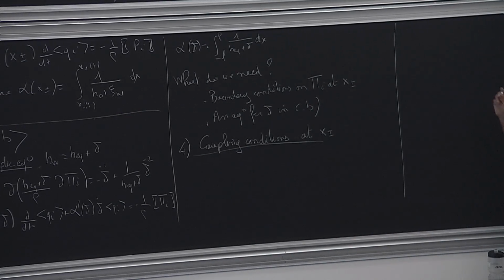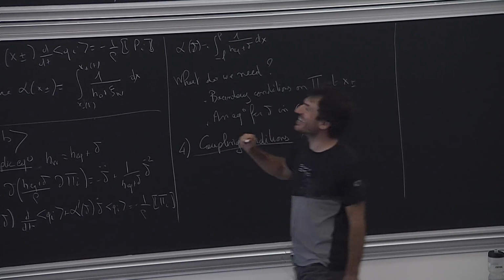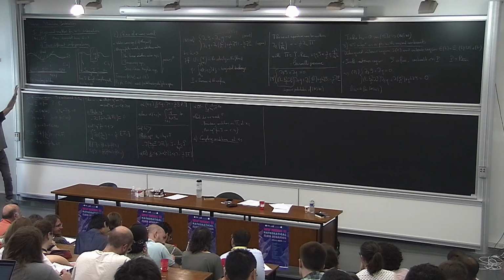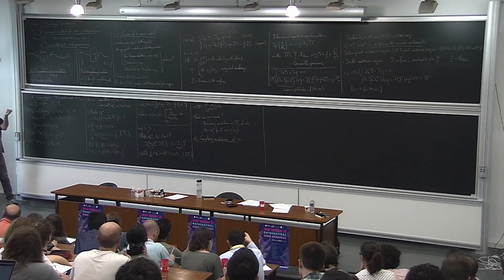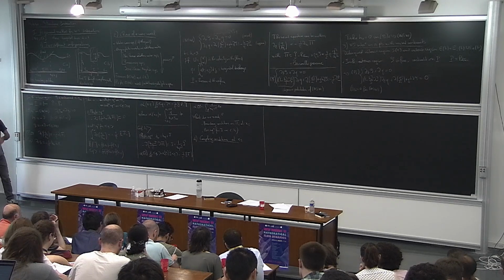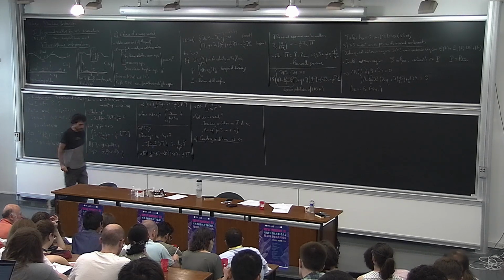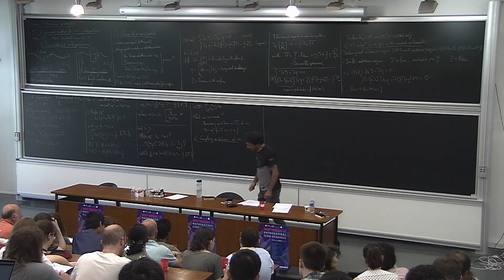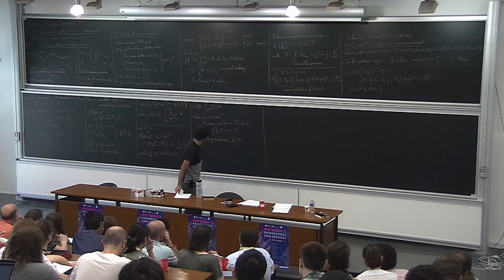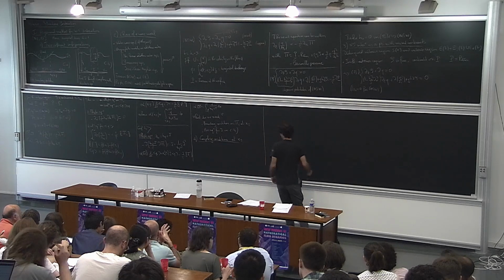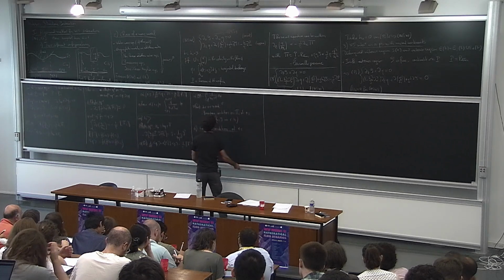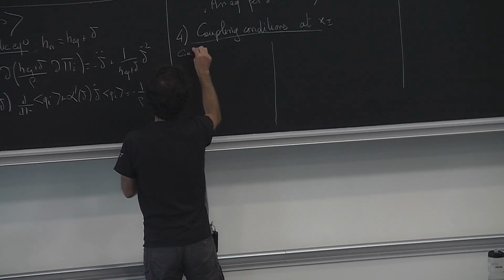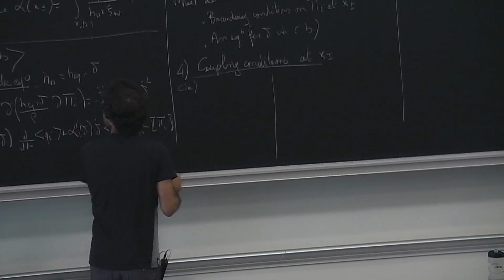Okay, so I have two domains, one in the exterior, one in the interior. I want to say they have to speak to each other. So I need these coupling conditions. And in these two situations, the coupling conditions are different. So what is in configuration A? Configuration A is this one.